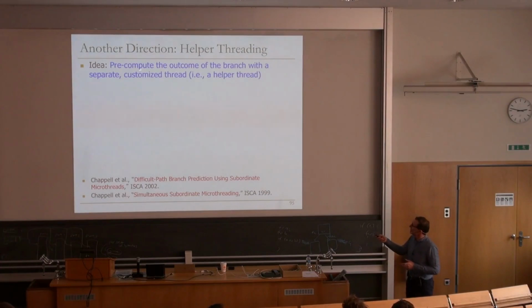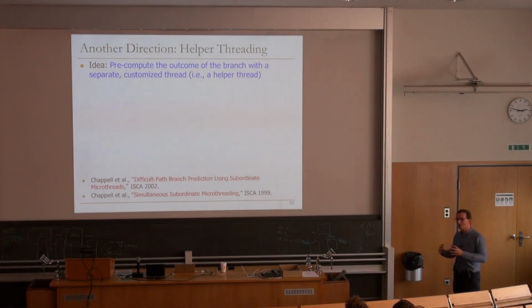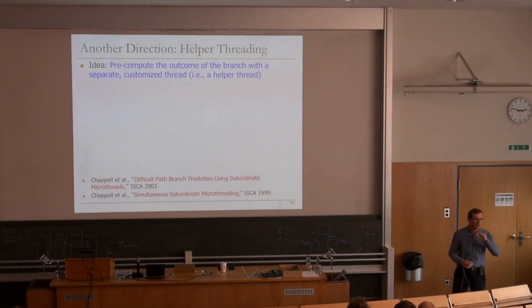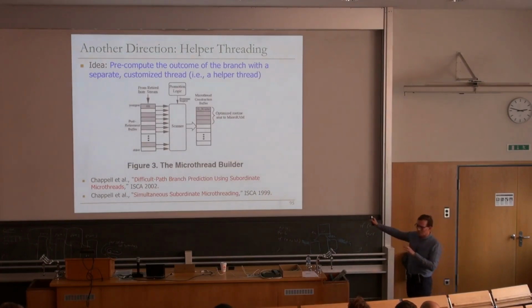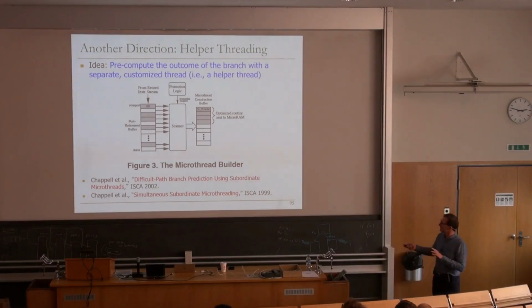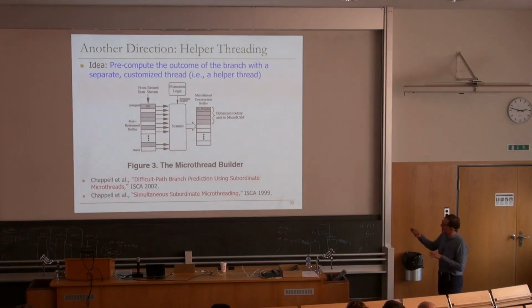This idea over here is to compute the outcome. Basically, you have a separate thread called the helper thread, customized for predicting a particular branch that you have a lot of difficulty predicting in some other way. Basically, you pre-execute the program. And this paper describes how to build this in hardware. I'm not going to go into the detail.